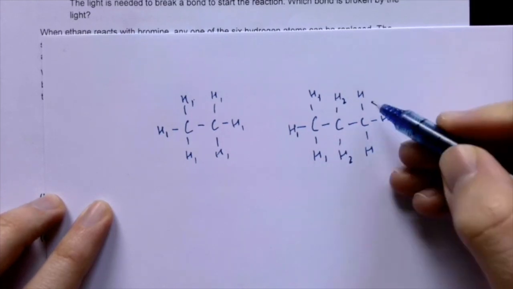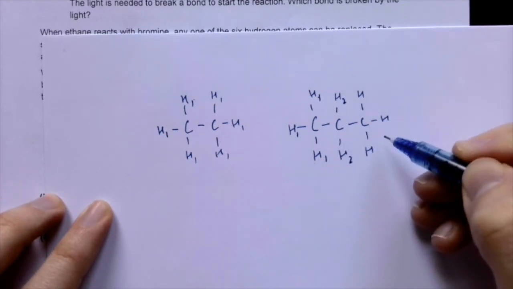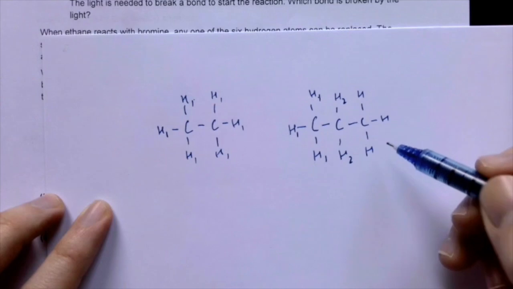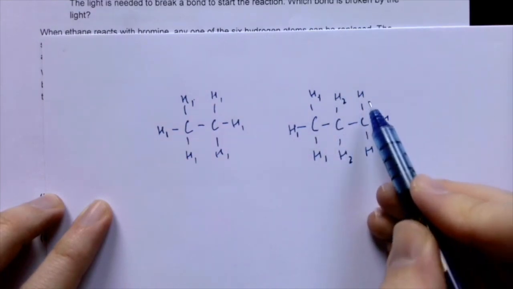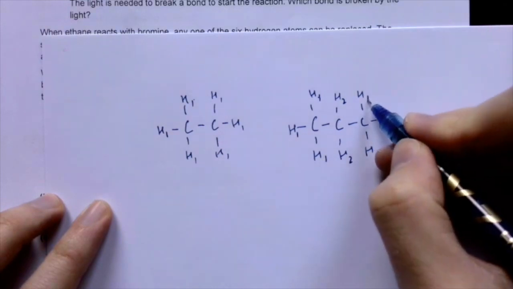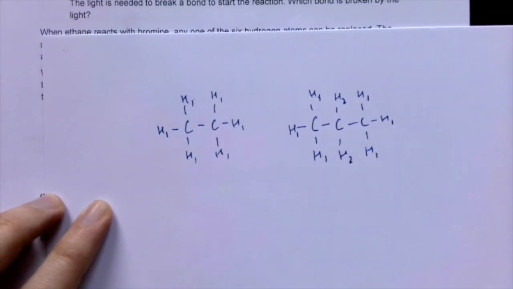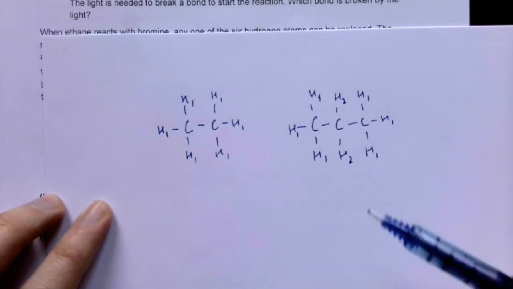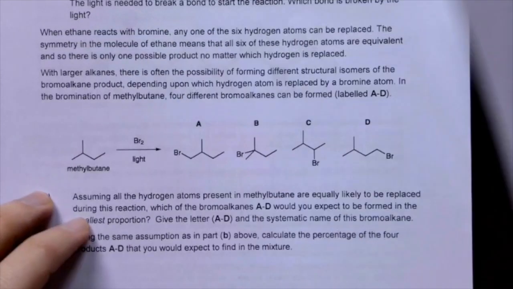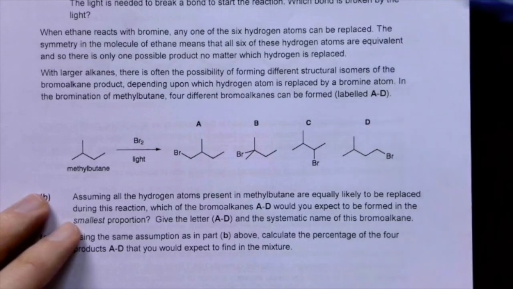Now we need to decide if these 3 are in a different environment to the 2 or not. Well, because the molecule is symmetrical down the middle, these 3 hydrogen atoms are the same as these 3, so they would all be H1s as well. So in propane, there are actually only 2 different types of hydrogen atom. And that's what this paragraph here is talking about.